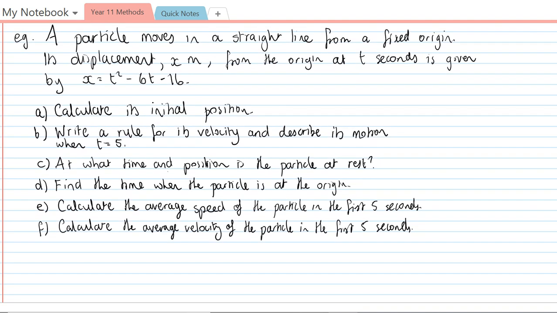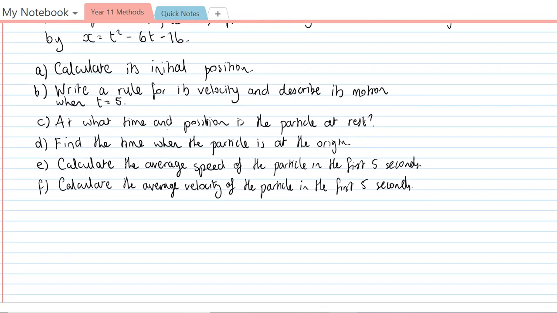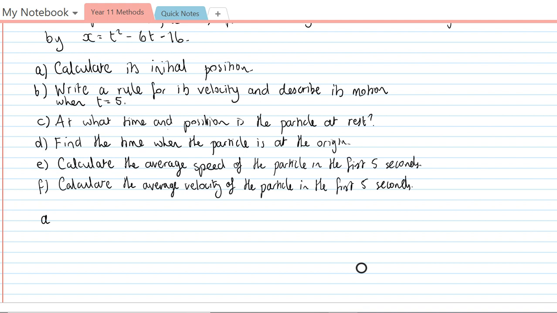to calculate its initial position, that's really a question about displacement, okay? Because it's saying, what is the displacement when t equals 0, or at the start? So, to do part A, all I'm going to do is say when t equals 0, that's what initial means, we get x equals 0 squared minus 6 times 0 minus 16. So that means that x equals negative 16.